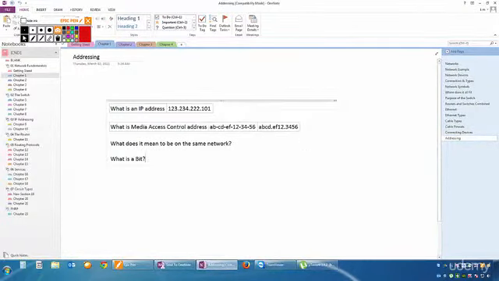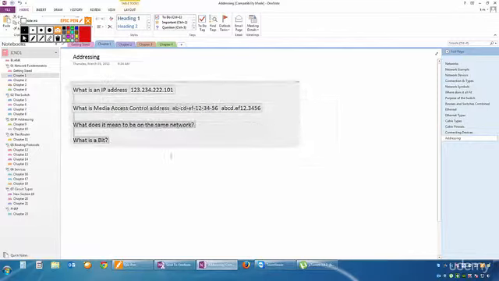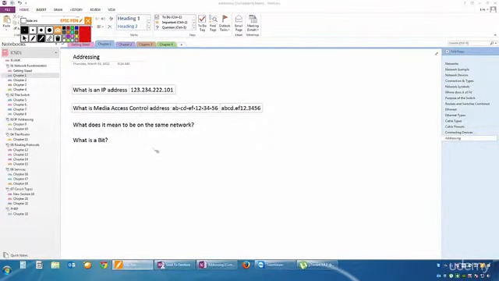Okay? So let's talk about a little bit more fundamentals here. One of them is, what is an IP address? We're not going to get really detailed in addressing at this moment, but an IP address is an identifier. And that's all it is. It is a number that is used to identify a device on the network.